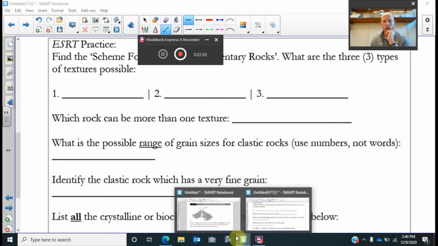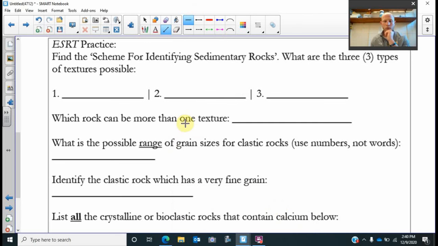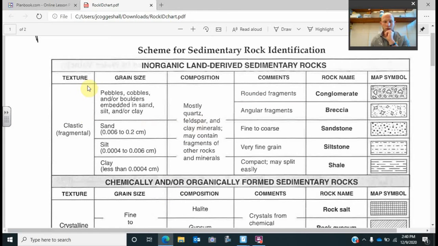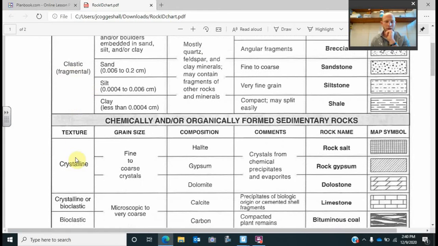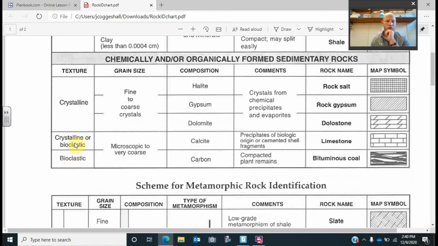And so you will find that on our texture. So we have clastic, crystalline, bioclastic. Okay. Here, limestone actually can have 2 types of textures. It can have a crystalline structure. So here you see the composition: halite, gypsum, dolomite.